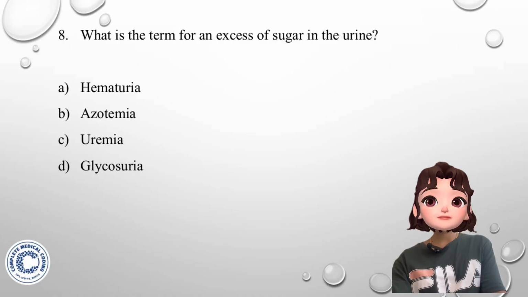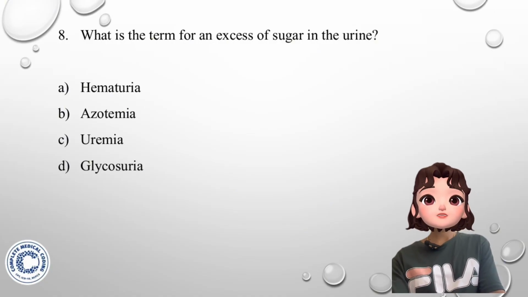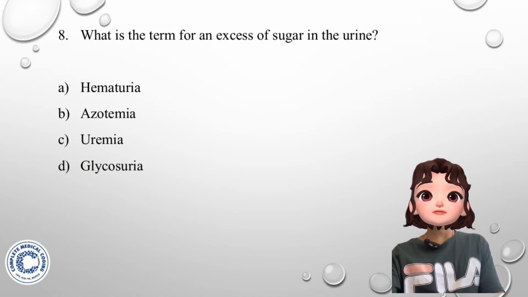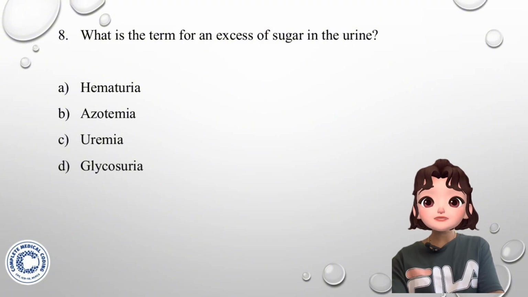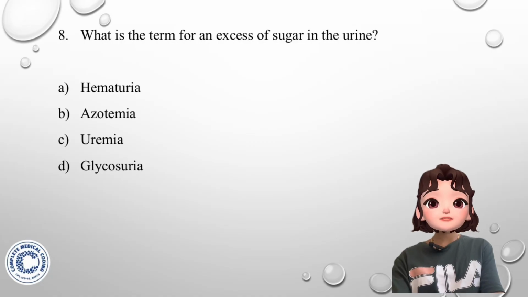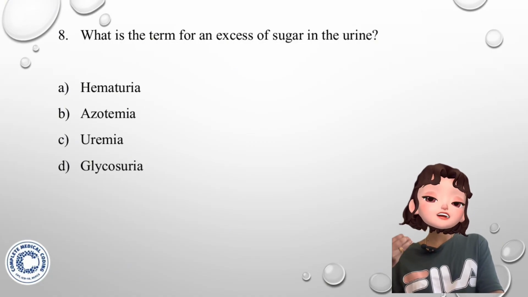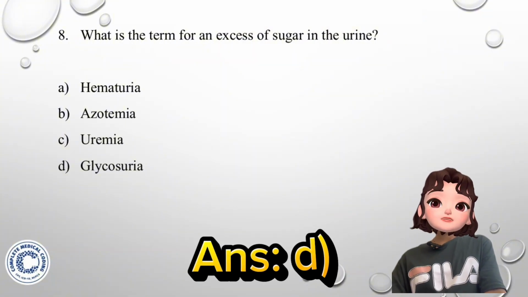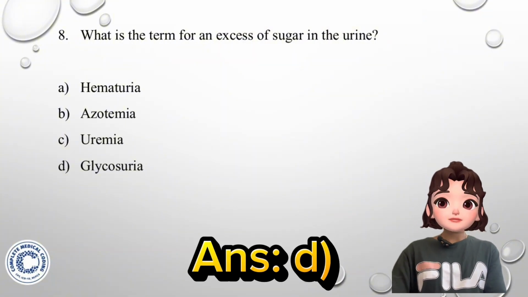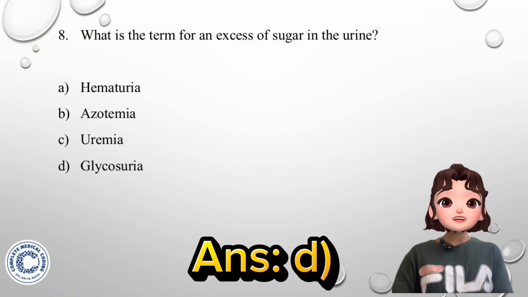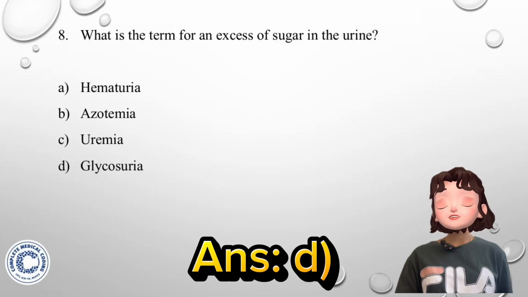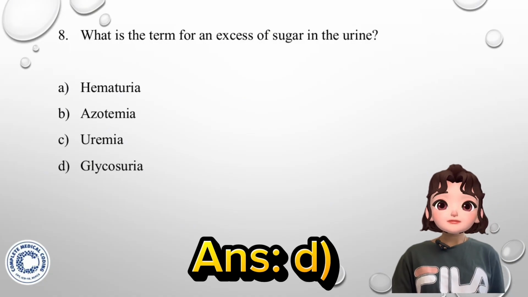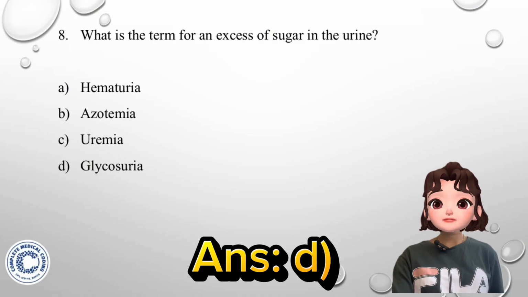Excessive. That is azotemia. What is uremia? Uremia means excessive urine in the blood. Now our question is excessive sugar in the urine. So that answer is option D, which is glycosuria. From the word itself, you will get it right. Glycosuria, glucose, excessive sugar in the urine. Okay.